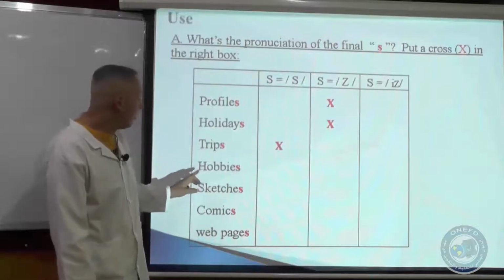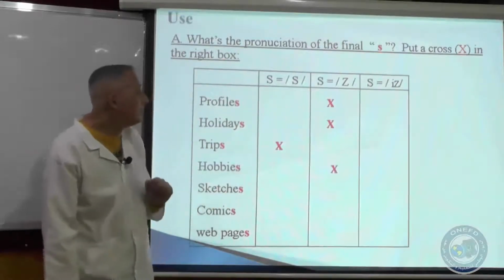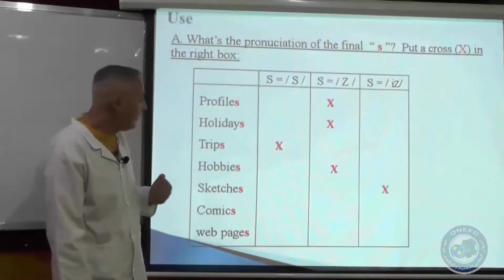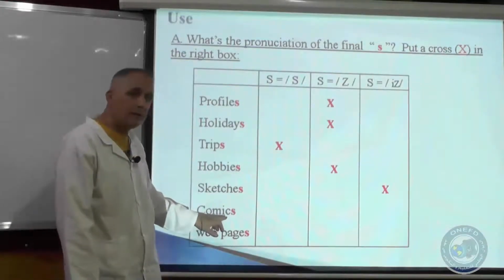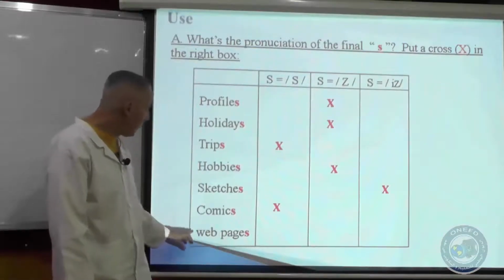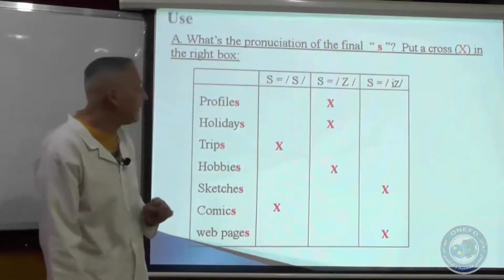It is S. Good one. Hobby. Hobbies. It is Z. Sketch. Sketches. Here we say "iz". And comic. You say comics. And the last word is web pages. It is "iz".